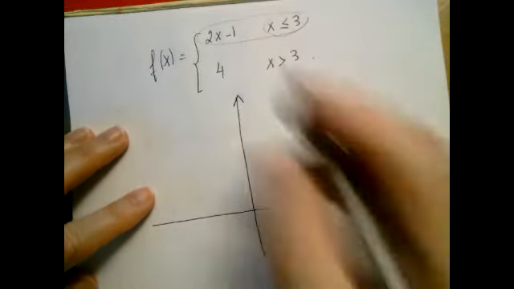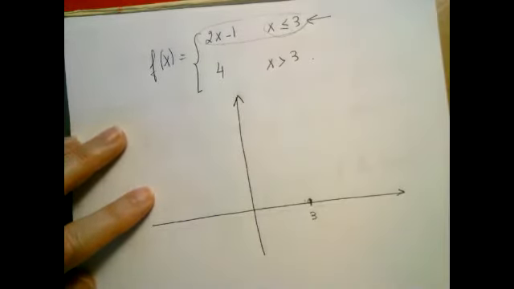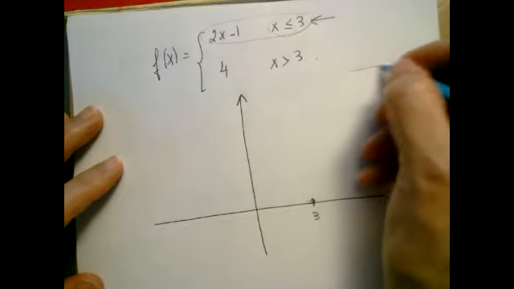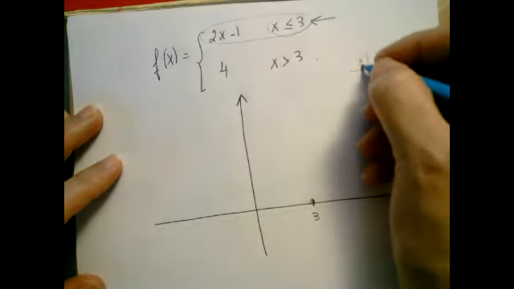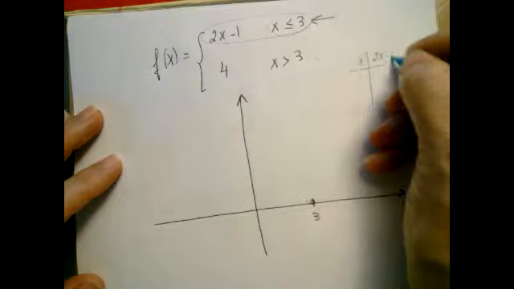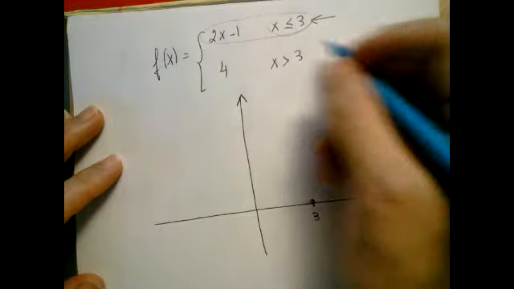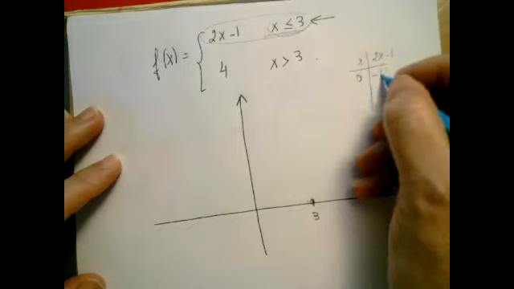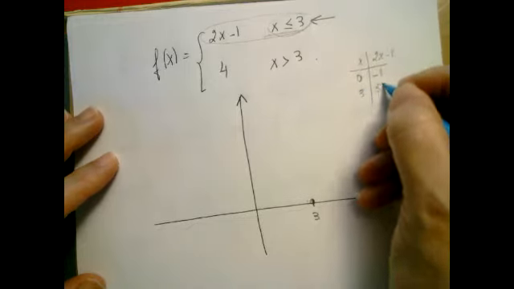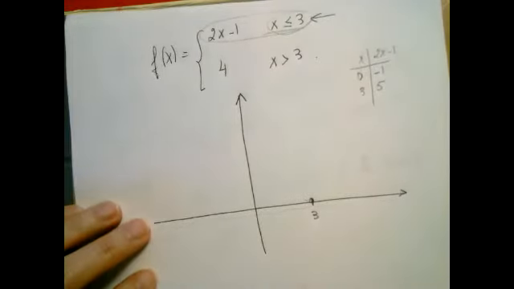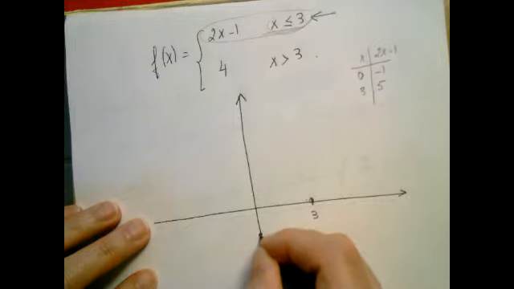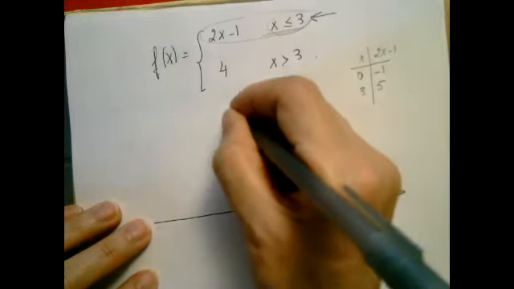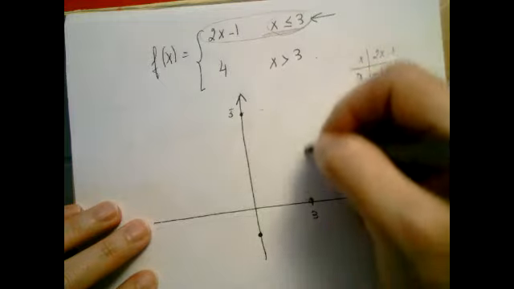So what I'm doing is, first, I want to draw this piece. This piece by itself is a line, x minus 1. To draw it, I need 2 points. And I pick both my points in this domain. So (0, minus 1) and (3, 5). And now I graph. Minus 1 is down here. 5 is up here. And (3, 5).